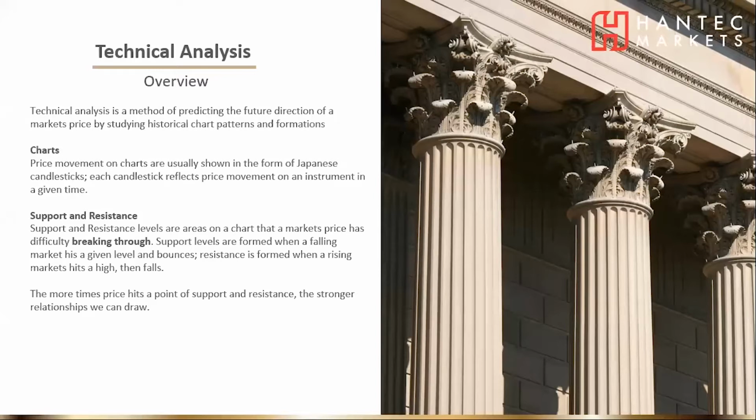Support and resistance form the basics of any trader that is trading from a technical point of view. Support and resistance levels are areas on a chart that a market price has difficulty breaking through. And again, if you don't understand, don't worry, I'll take us to our charts very shortly so we can actually look at areas of support and resistance. Support levels are formed when a falling market hits a given level and bounces. Resistance is formed when a rising market hits a high and then falls. The more times price hits a point of support and or resistance, the stronger the relationships we can draw.